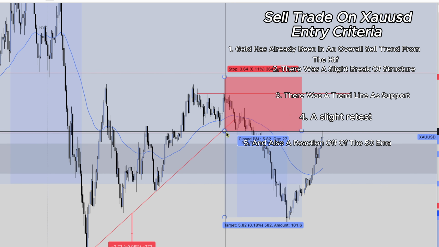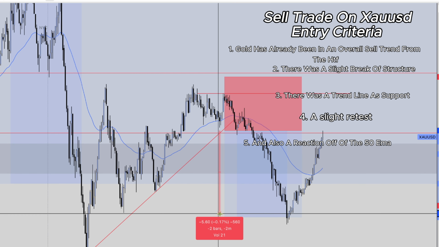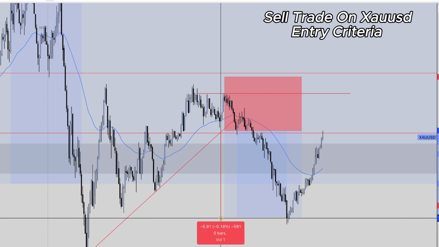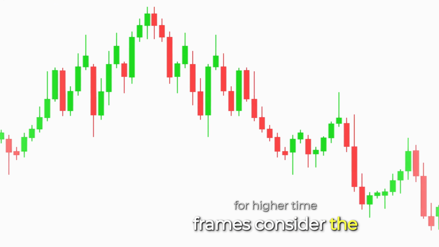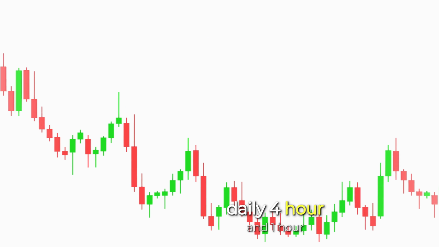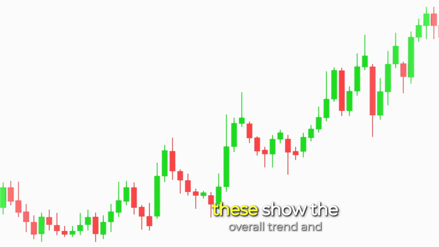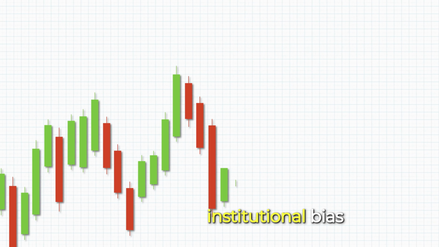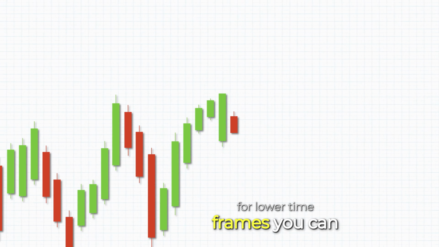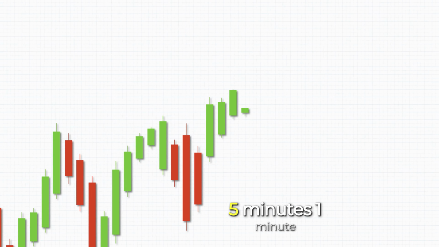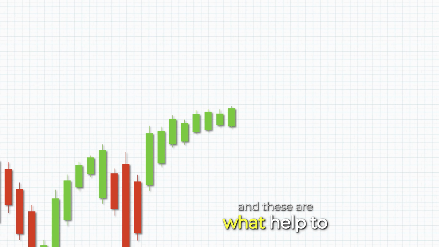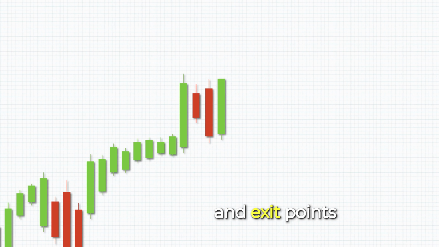So there was every indication of a move to the downside, if you ask me. Gold just gave us a little over 50 pips. For higher time frames, consider the monthly, weekly, daily, 4-hour and 1-hour charts. These show the overall trend and institutional bias. For lower time frames, you can consider the 15 minutes, 5 minutes, 1 minute, and these are what help to fine-tune your entries and exit points.